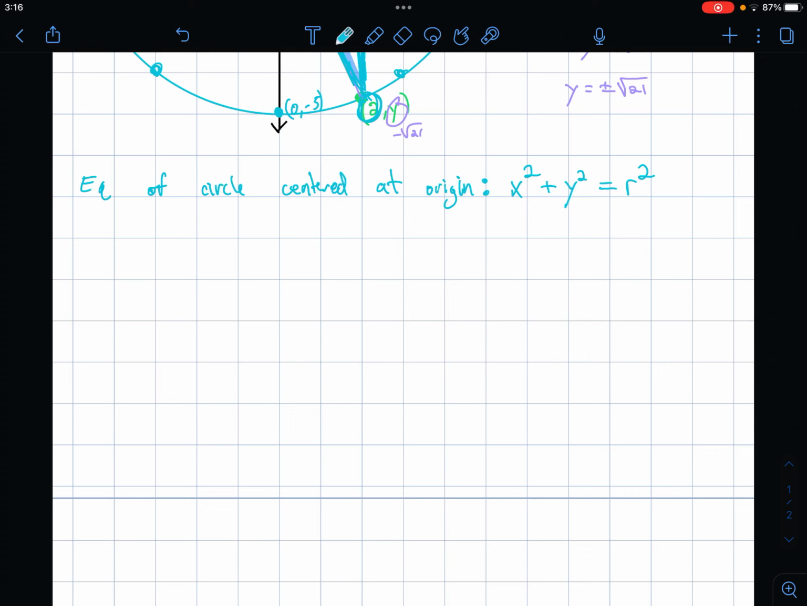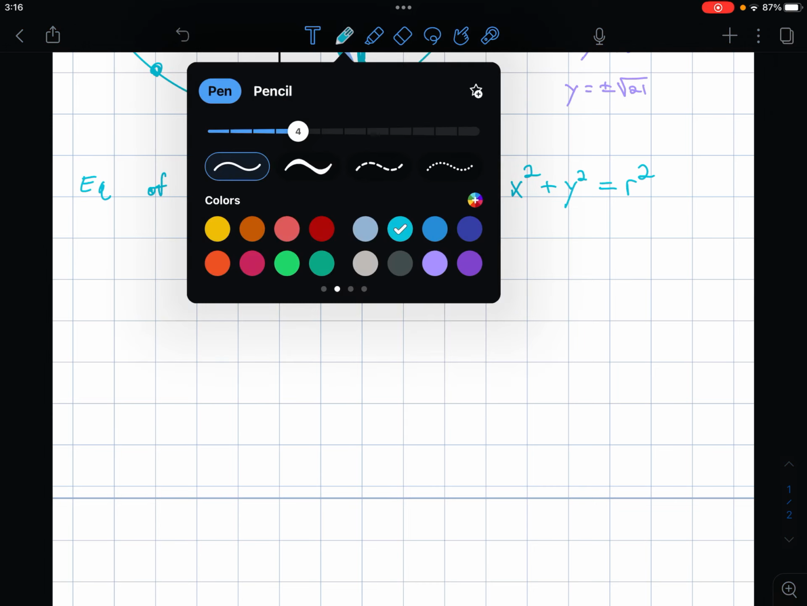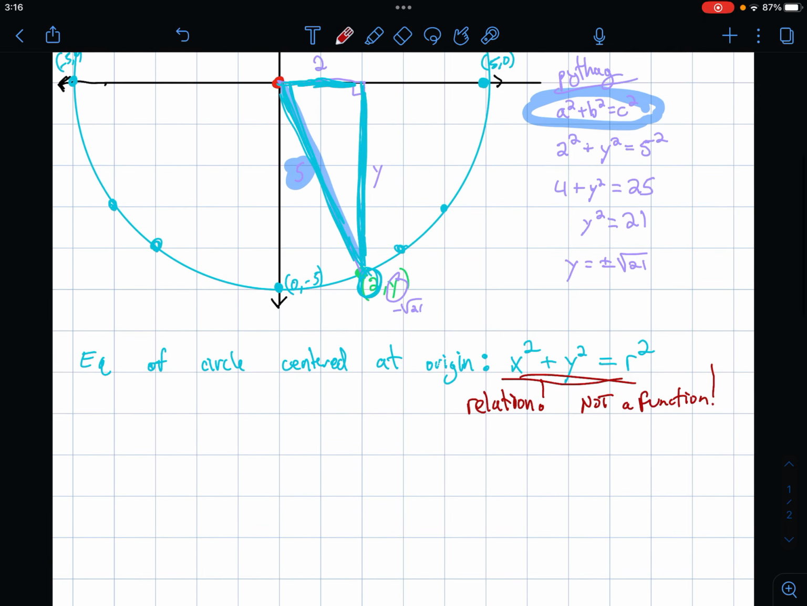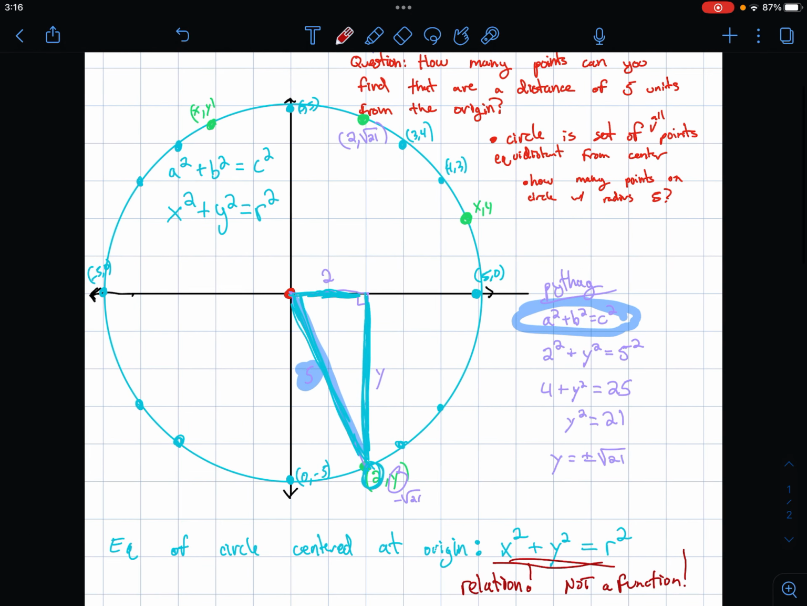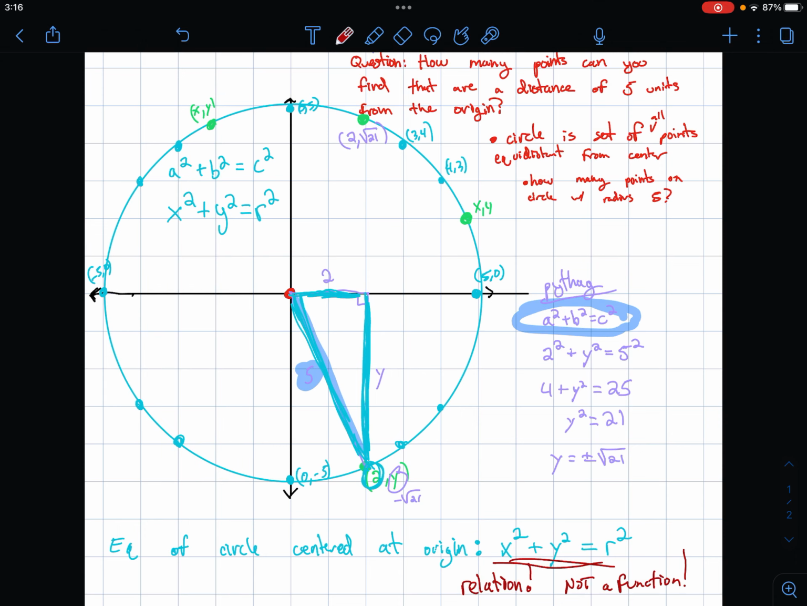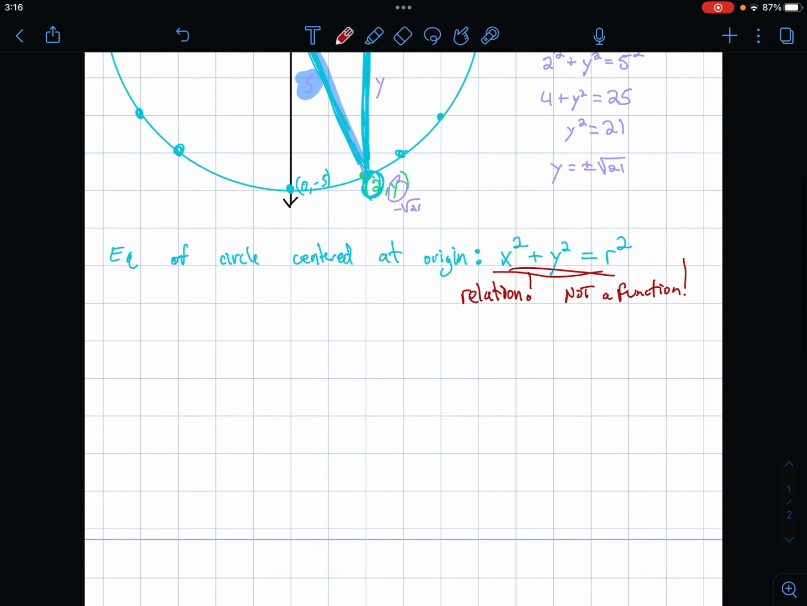All right, so that's pretty neat. If we use x and y in the Pythagorean theorem, we can have a relation that gives us the equation of the circle. And note, it's not a function. For one, this fails the vertical line test. We can very clearly see that if I try to draw vertical lines through the circle, I cross in more than one point. So that should be pretty obvious that it's not a function.